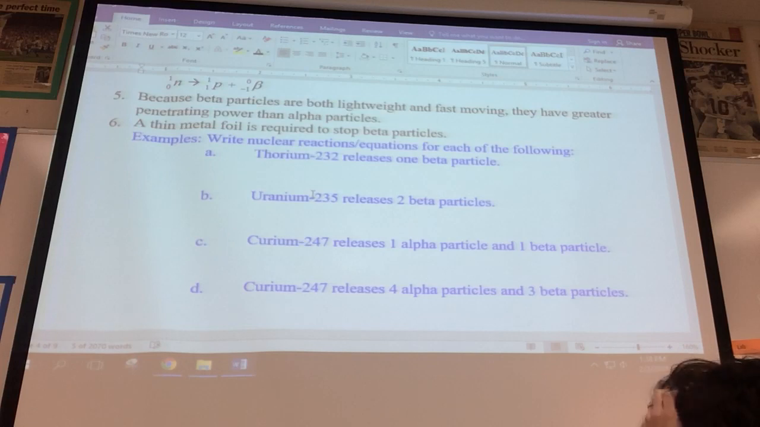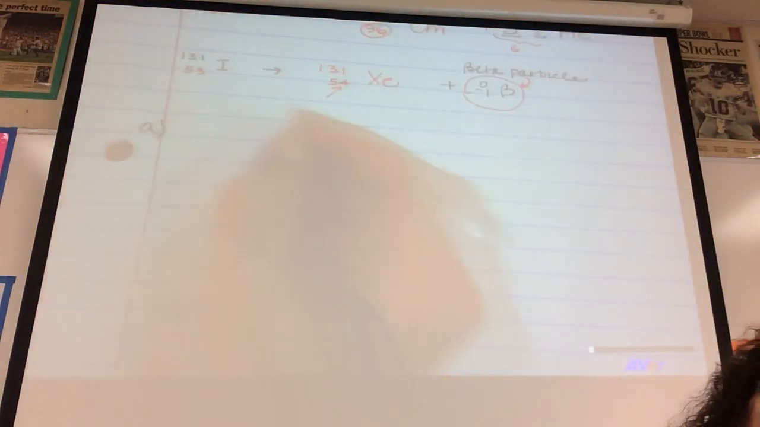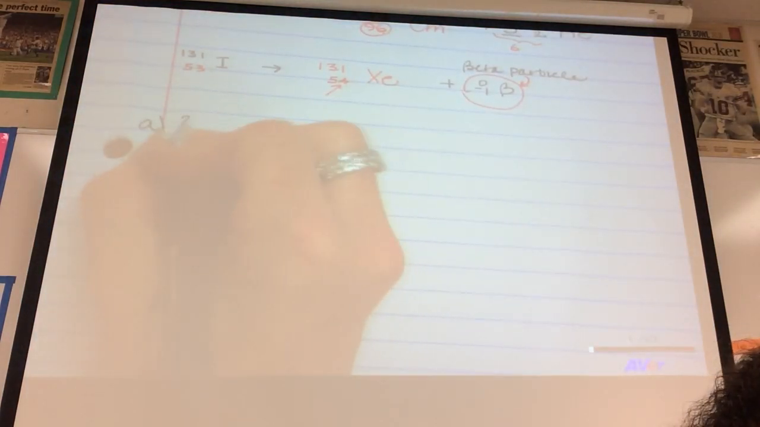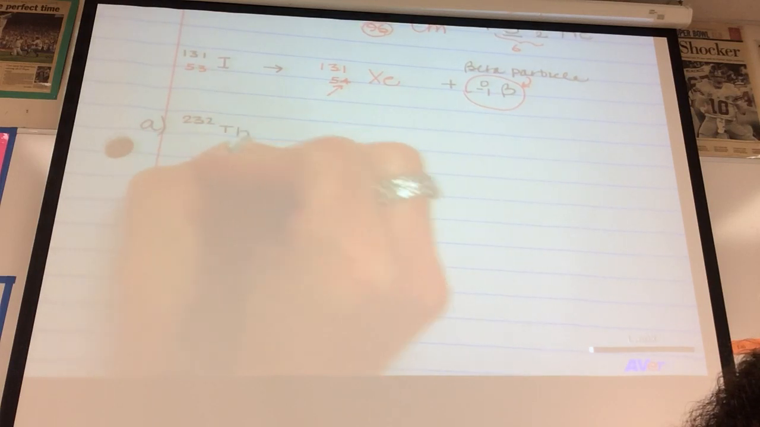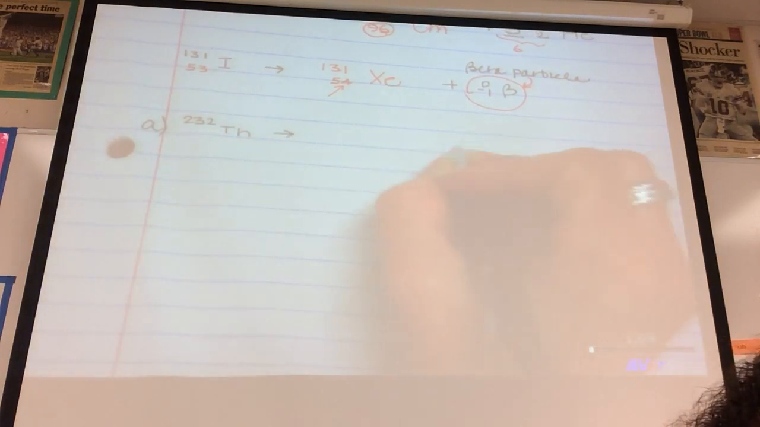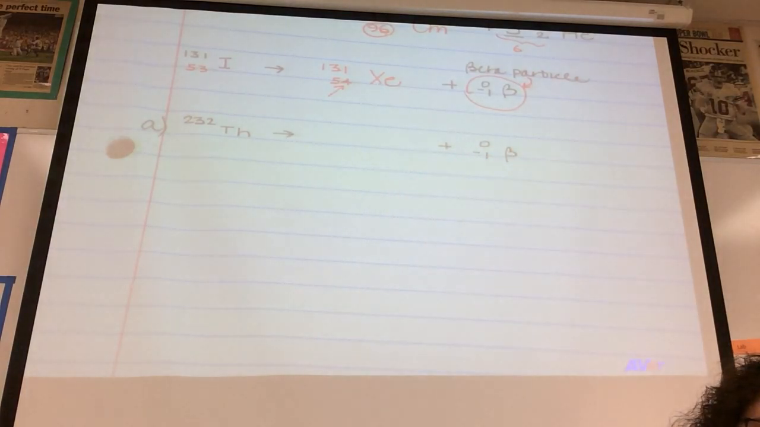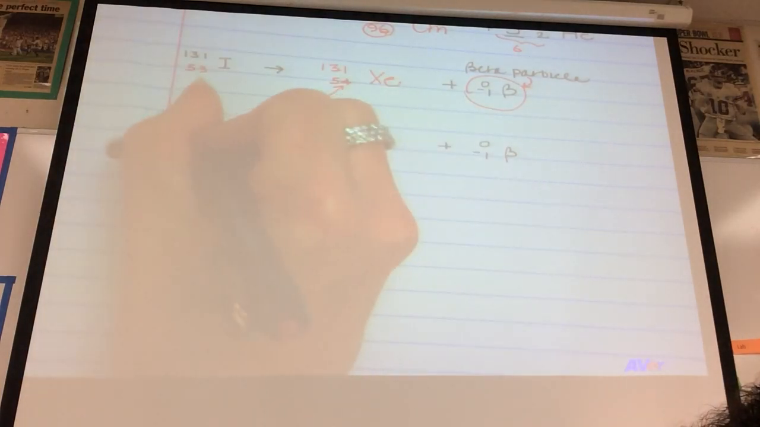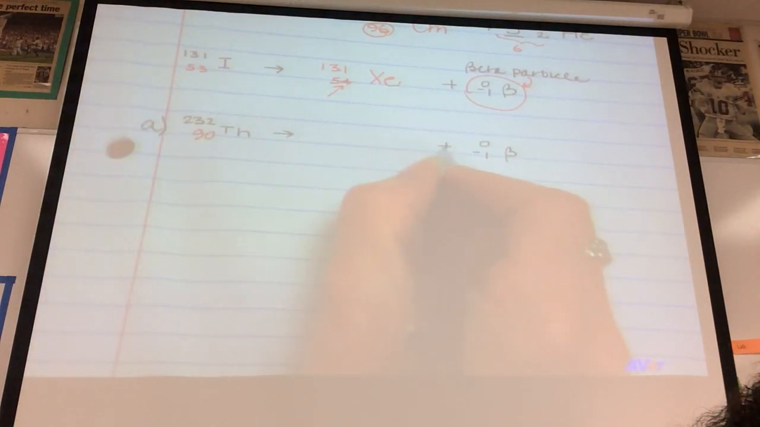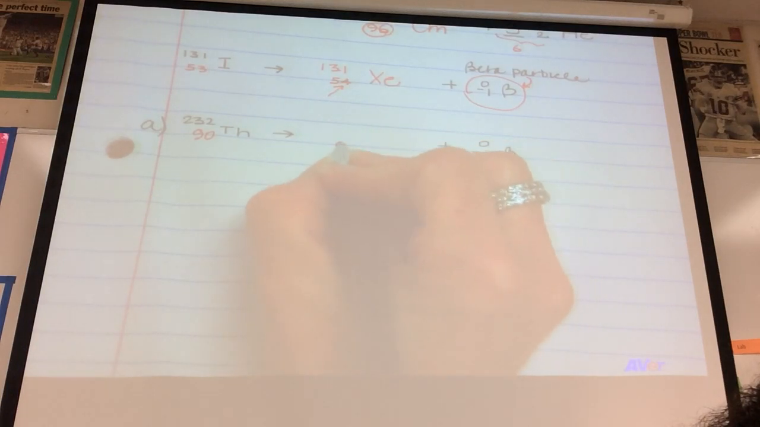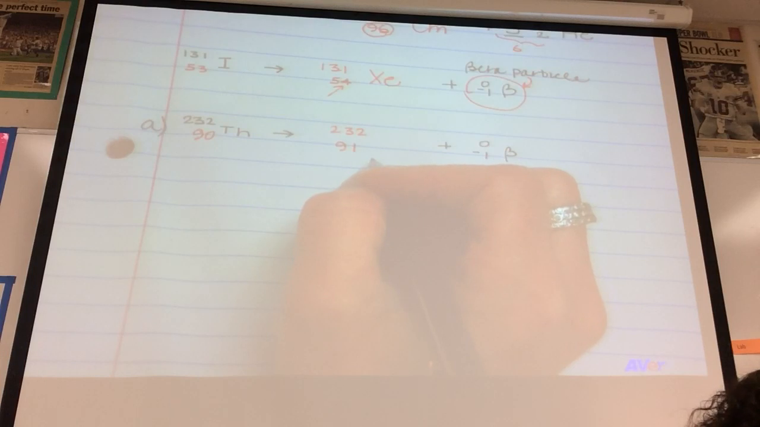Let's take a look at these 4 examples. We'll do 2 together, and you can do 2 on your own. The first one says thorium-232 releases a beta. Thorium has an atomic number of 90. Just be careful here. What plus -1 is 90? 91. Good. Don't mess up that baby math there. And atomic number 91, protactinium.